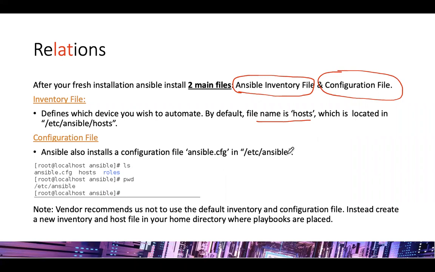And the configuration file is also auto installed on the control node. These files are installed by default, and the vendor does not recommend that we use the default configuration. Instead, we have to create our own inventory and host file in your home directory where playbooks will be placed. These are the default locations of your configuration file and the host file.